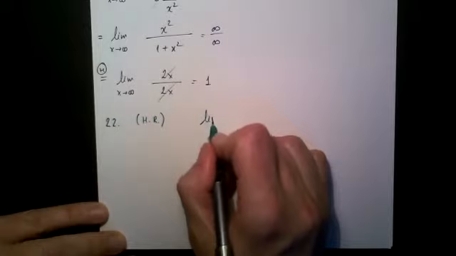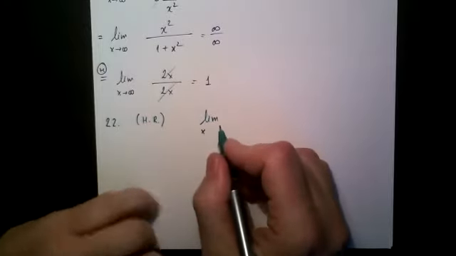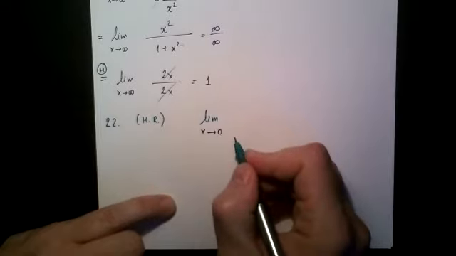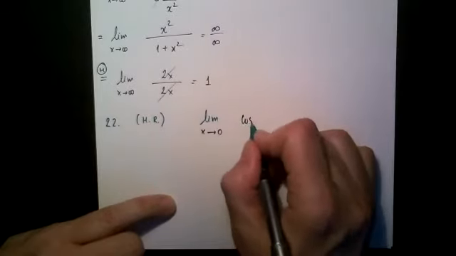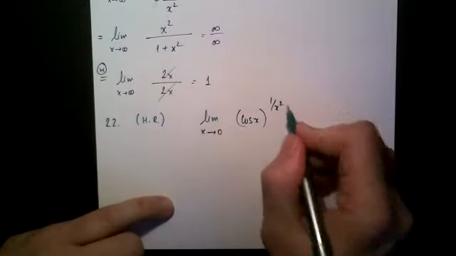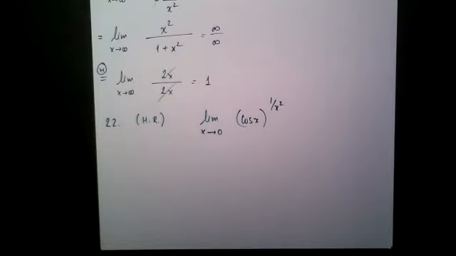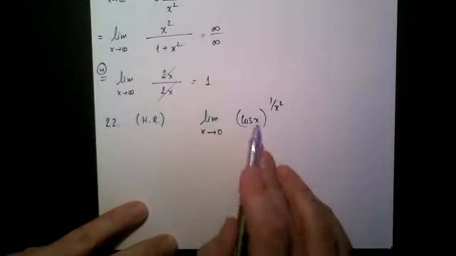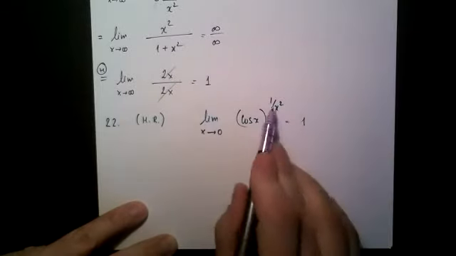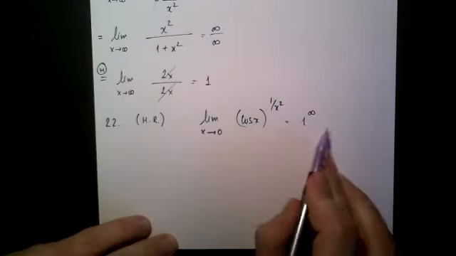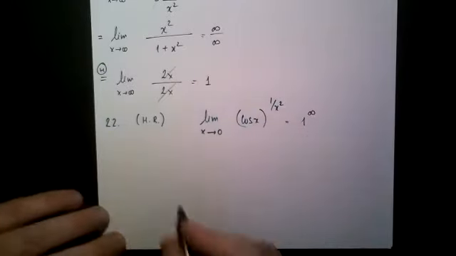So the limit as x approaches 0 of cos x to the power of 1 over x squared. Okay, so if I plug in 0 inside, the cosine of 0 is 1, and 1 divided by 0 is infinity. So this gives me 1 to the power of infinity. This is an indeterminate form. I cannot use L'Hôpital's rule directly. What do we do?